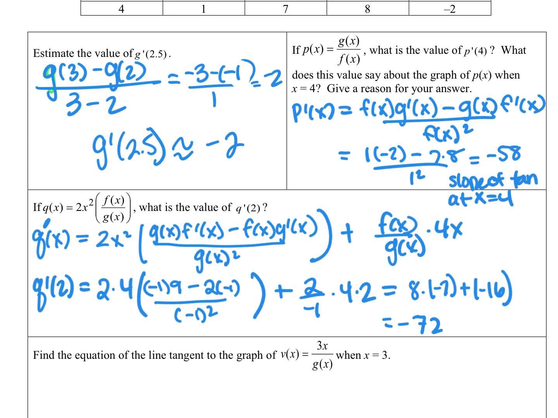So here you should have 2 times 4. Inside here you should have negative 9 plus 2 over negative 1 squared, the quotient rule part. Over here you should have a negative 2 times 8. So you'll have 8 times negative 7. All of this should be negative 7. If you didn't get negative 7 in there, go check those values. So then minus 16, which will be negative 72. Any questions on that one?